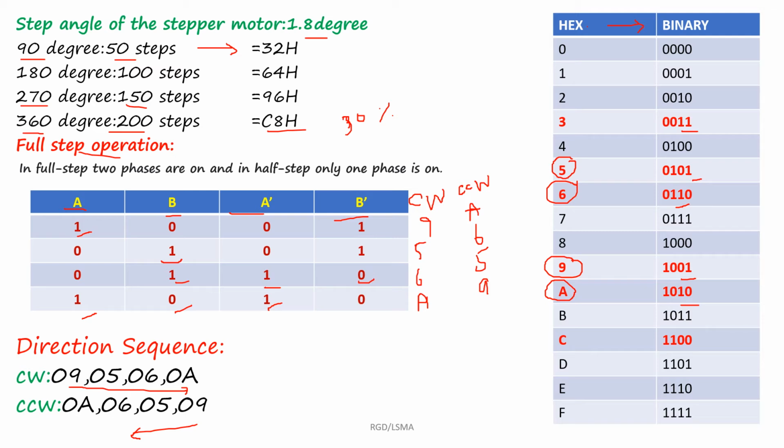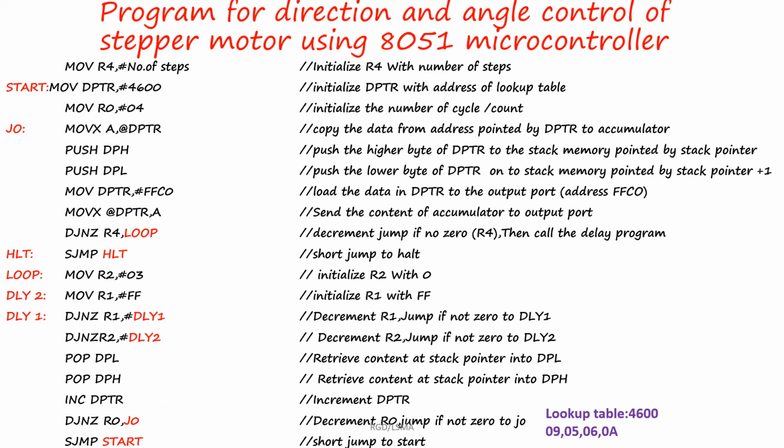Now we'll be moving on to the programming part: how to write an assembly language program using the 8051 microcontroller. Here I am using R4. R4 I have initialized for the number of steps. If you want to stop the motor at 90 degrees, you can provide the hex equivalent data here so that it will be moved to the R4 register.